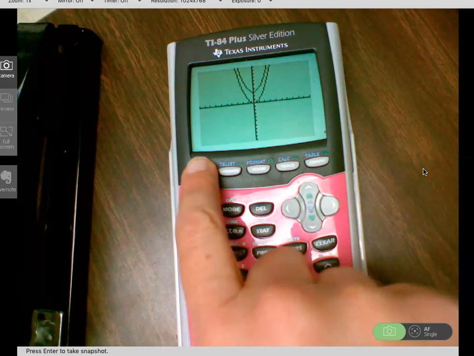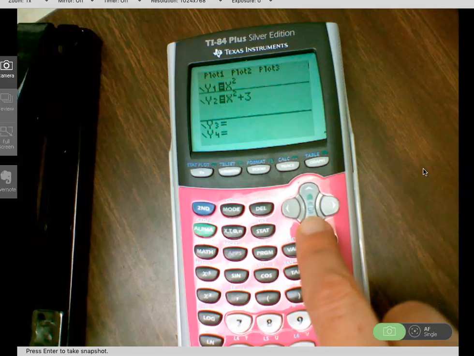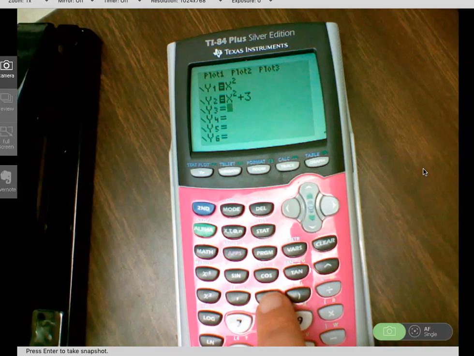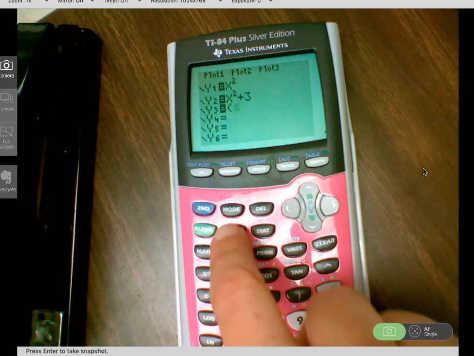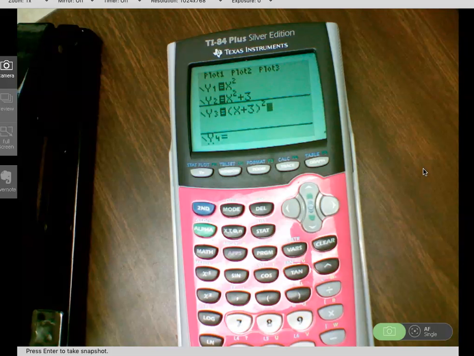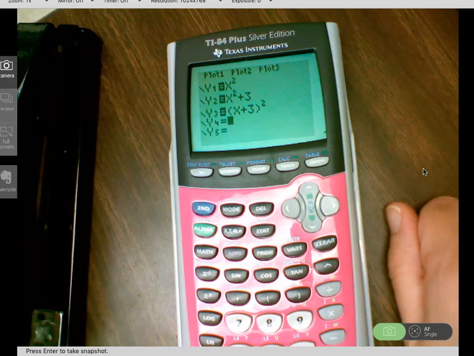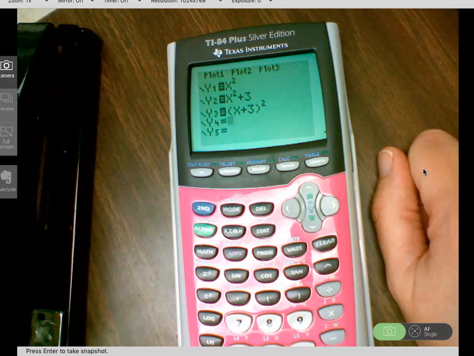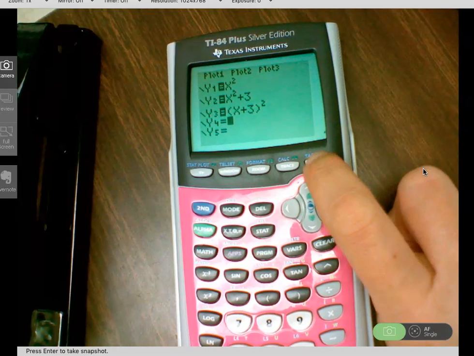Go back to y equals. Go down to y3. We're going to do x plus 3 quantity squared, so we need parentheses. The parentheses are right above the 8 key. So you do parenthesis, x plus 3 parenthesis, then you square it, and then you hit enter. So how is this going to move our graph? To the left 3. All right, let's graph and see.